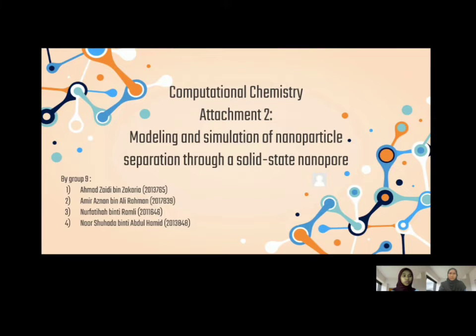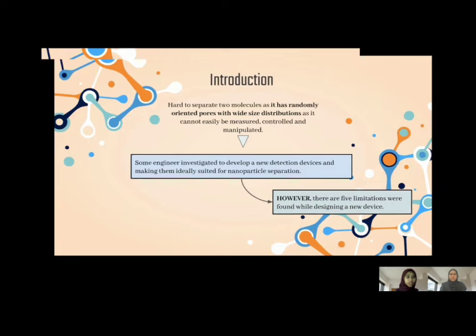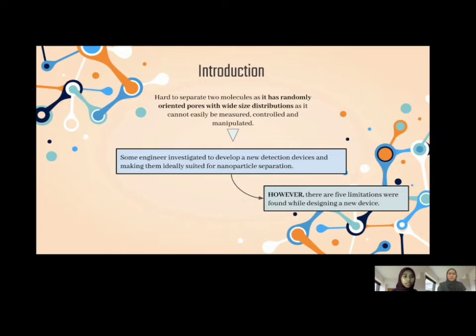Thank you to Brother Zaidi. So now Syuhada and Fatihah will discuss the modeling and simulation of nanoparticle separation through a solid state nanopore. Separation techniques such as polymeric gel or chromatographic column are widely used to separate molecules in chemistry. However, researchers use molecular dynamic simulation in determining the suitable parameters to be used in separating these particles using nanopores. However, there are 5 limitations found while designing a new device. It will be discussed further throughout the session.